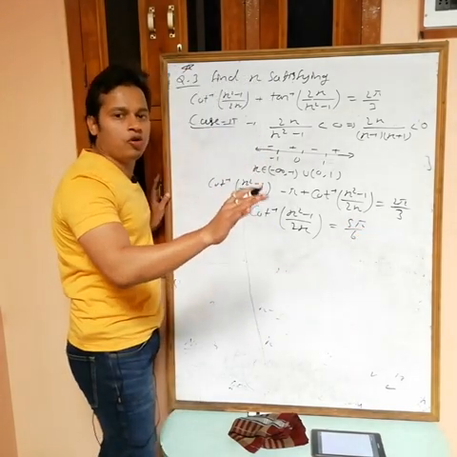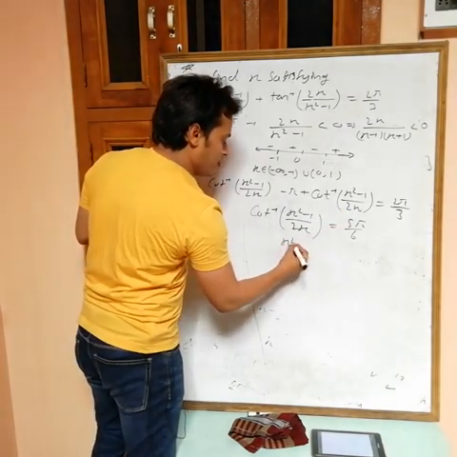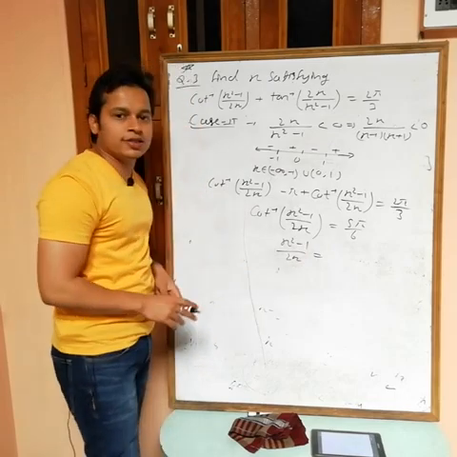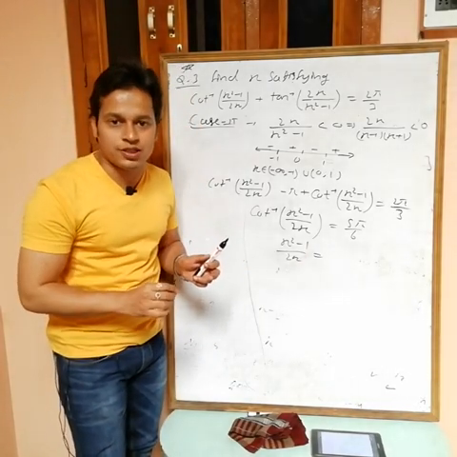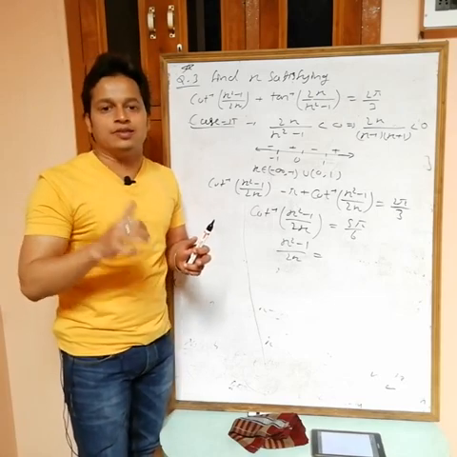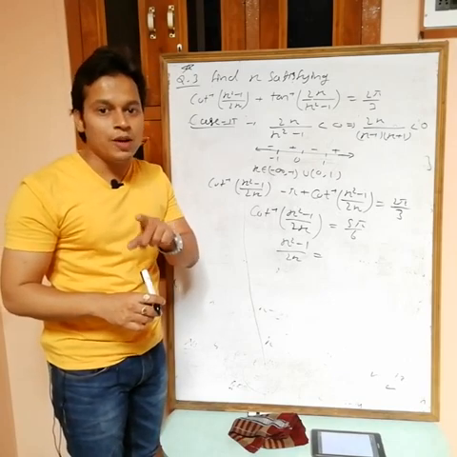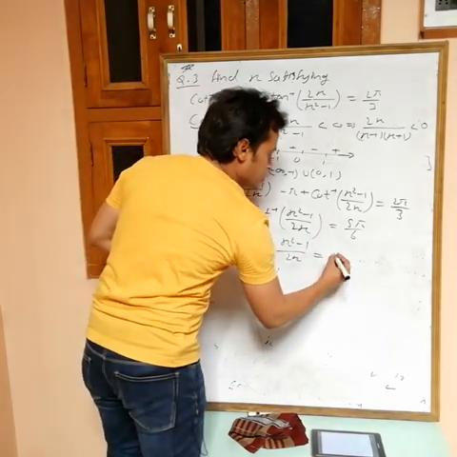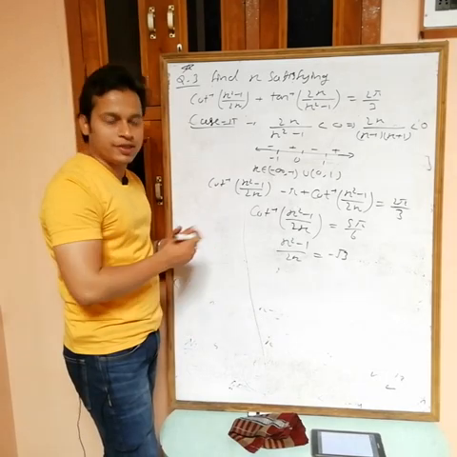Now take cot on both sides. If you write cot inverse at the side, this becomes cot. So we are getting (x square minus 1) by 2x equals cot 5 pi by 6. Cot 5 pi by 6 means cot (pi minus pi by 6), and cot (pi minus pi by 6) is minus cot pi by 6. Cot pi by 6, cot 30, is root 3. So cot 5 pi by 6 is minus root 3. Minus because this is in the second quadrant.